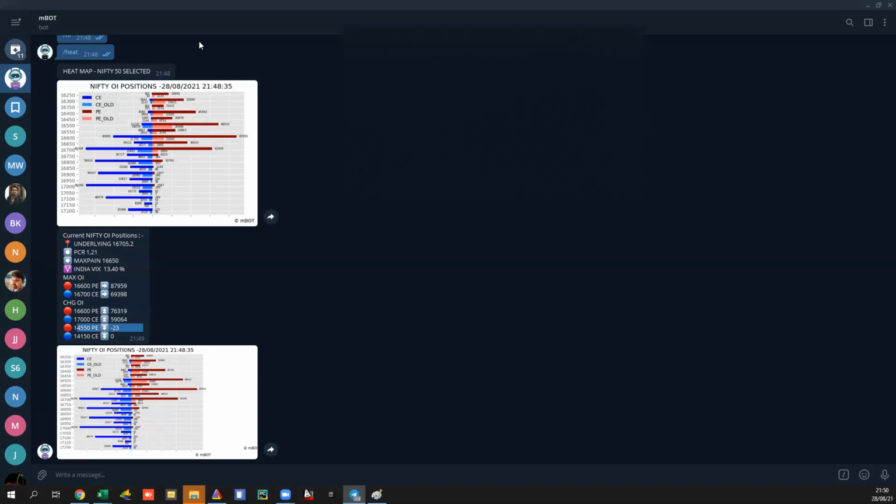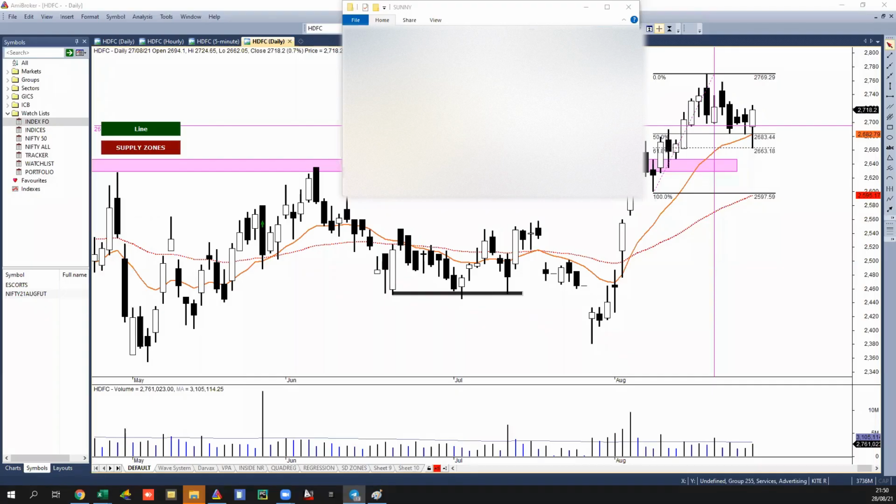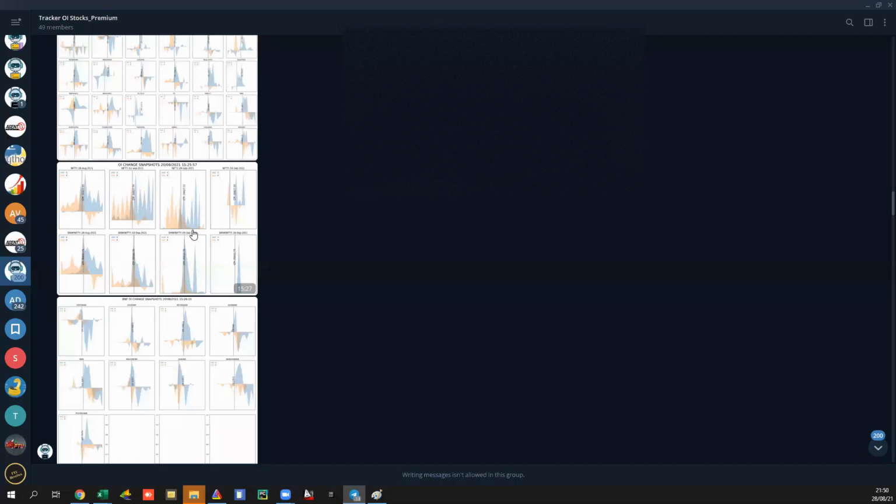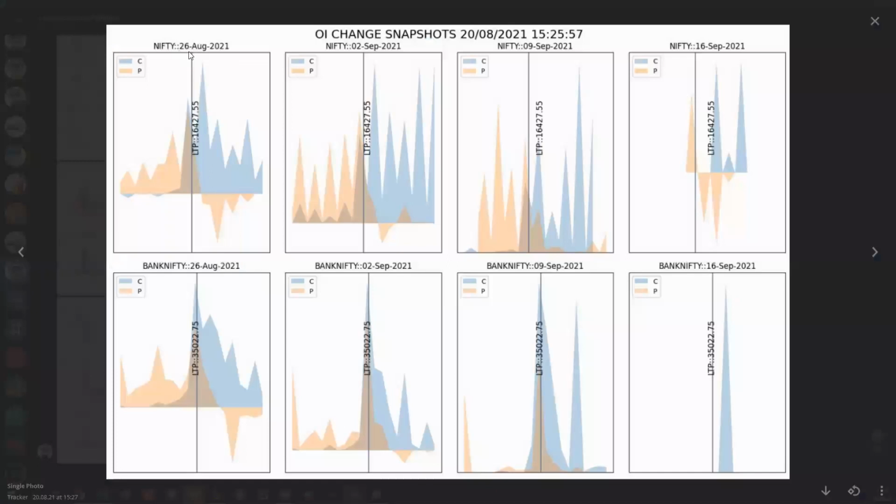One more thing, just a minute, I will show you the OI snapshot, which I missed pointing out. In the OI snapshot, there is one chart, this one. This shows you all the expiries, the next four expiries. So this is Nifty, 26th August, 2nd September, 9th September, and 16th September. So you know what is happening in the next-to-next weekly expiries or monthly expiries. This is only for the indices it is showing.